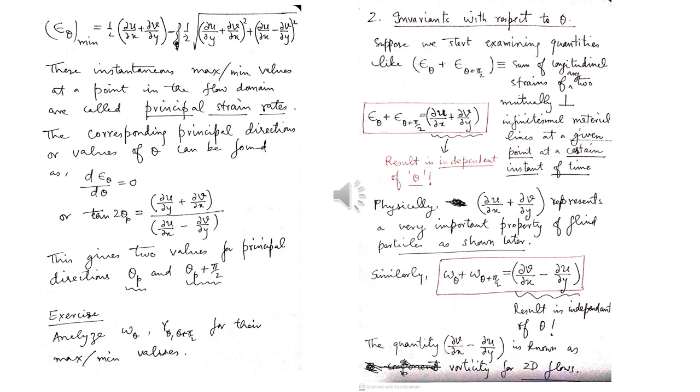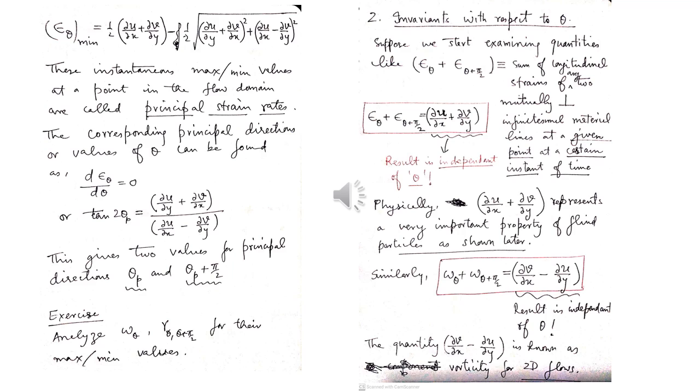This is different from shear. Gamma xy was del v del x plus del u del y, whereas this comes out as del u del x plus del v del y. So epsilon theta plus pi by 2 is del u del x plus del v del y. Now notice that this result is independent of theta, which means it doesn't contain any term involving theta.